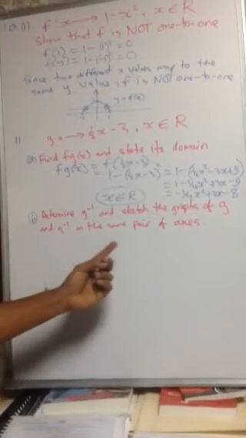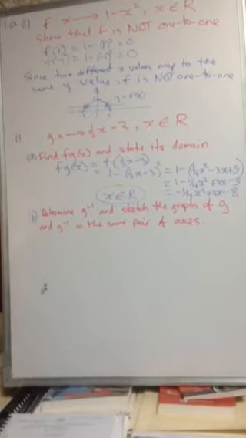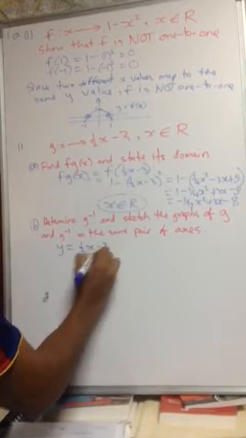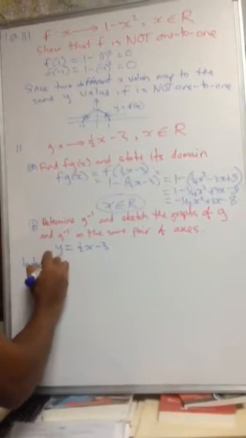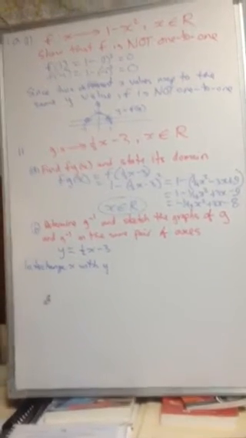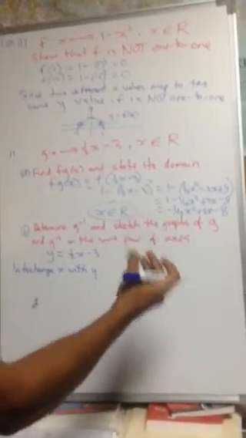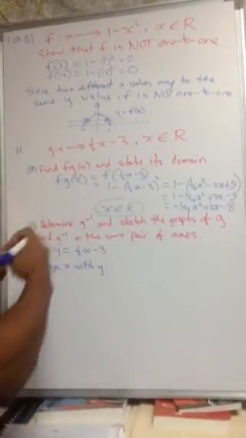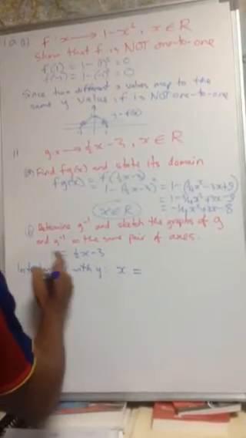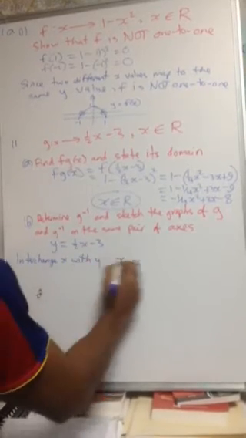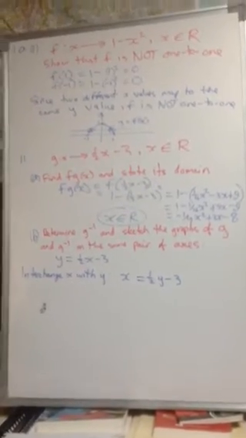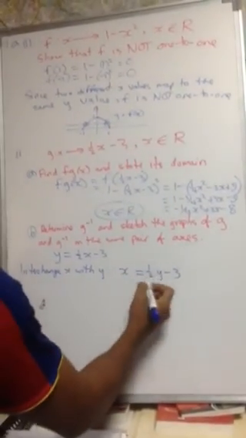Determine g inverse and sketch the graphs of g and g inverse on the same pair of axes. So first step, we let y be equal to g of x, which is a half x minus 3. Then we interchange x with y. When finding the inverse, what the inverse of a function does is that it maps back the y's onto the x's. So we're going in the inverse or the opposite direction. So for that reason, we interchange x and y. So wherever we see a y, we replace with x. Where we see an x, we replace with a y. And then we make y the subject of the formula, and that will be g inverse of x.